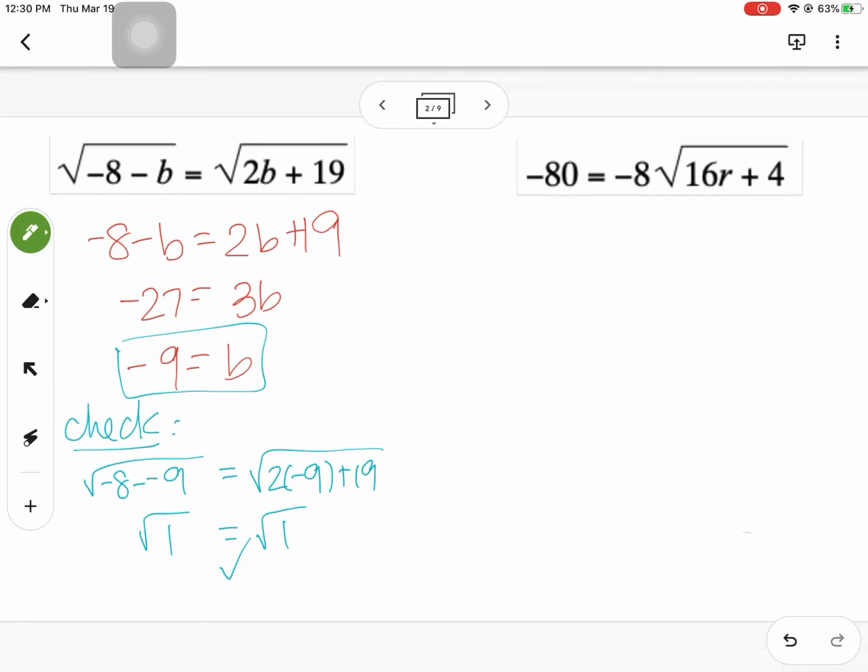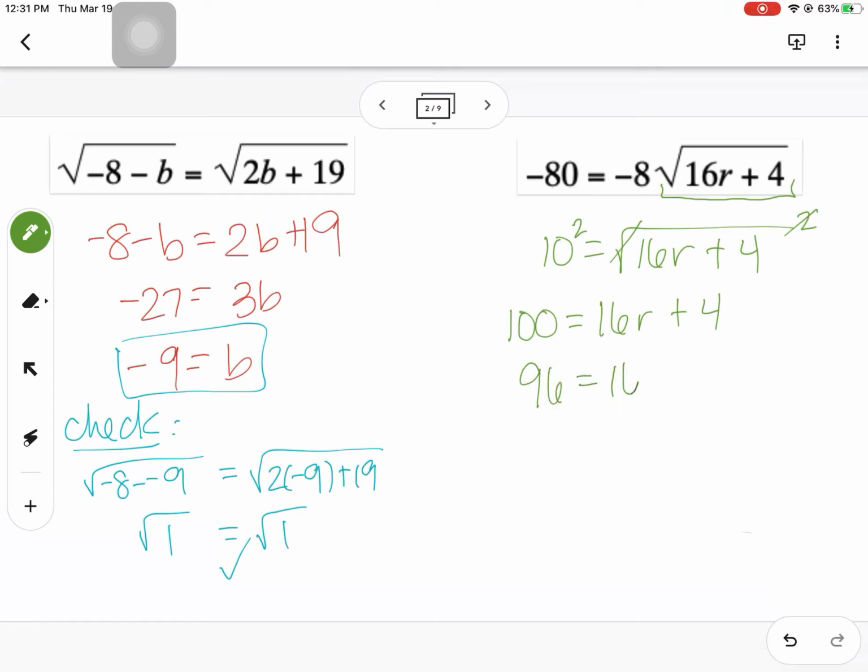This second type, where you have only one radical instead of two, you do need to isolate that radical first. So I'm going to divide by negative 8, and you get 10 equals the square root of 16r plus 4. And then we have to undo this radical a little more actively than last time. To undo a square root, you have to square both sides. On the left-hand side, you don't have a root, so you're actually going to square it. On the right-hand side, you're going to remember that the square and the square root cancel, and you just get what's underneath.